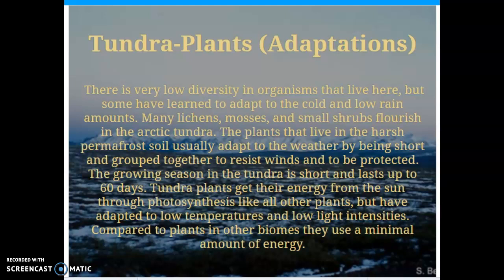Some have learned to adapt. There's that vocabulary word again about adaptations, changing yourself so that you can fit into your environment. They've adapted to the cold and the low rain amounts. Lichen, you've seen that stuff growing on rocks and trees before. Moss and small shrubs flourish in this tundra.